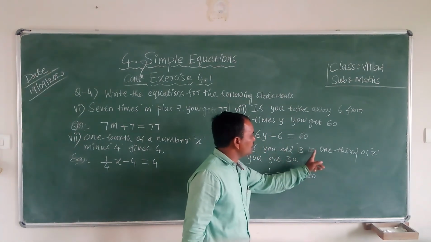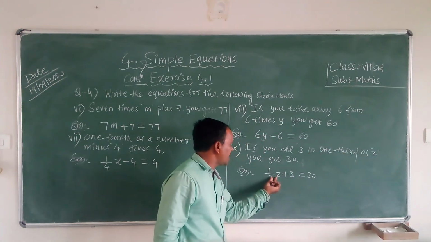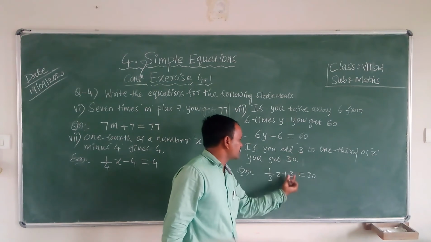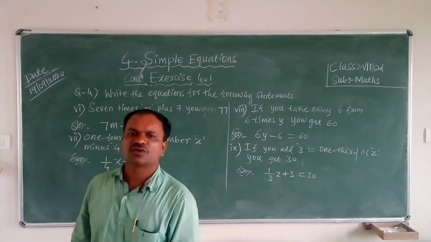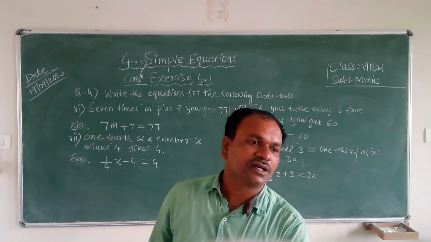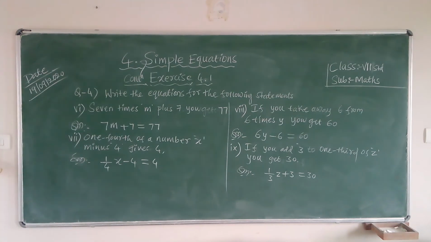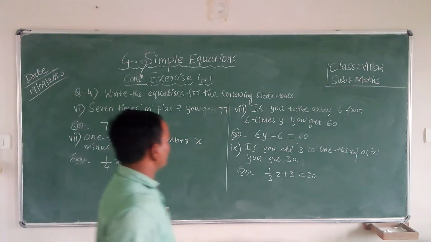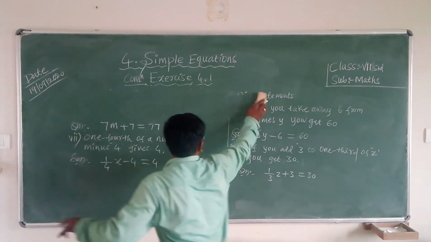If you add 3 to a number, which number? 1/3 of z. 1/3 into z plus 3, add means plus 3, is equal to 30. So like this, when a statement is given, you have to write the equation. Understand, my dear students? Like this you have to write the equations. Okay? Now fifth one question. Understand my dear students? Yes. No.